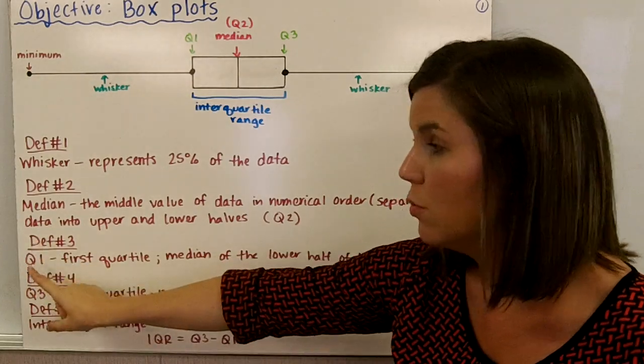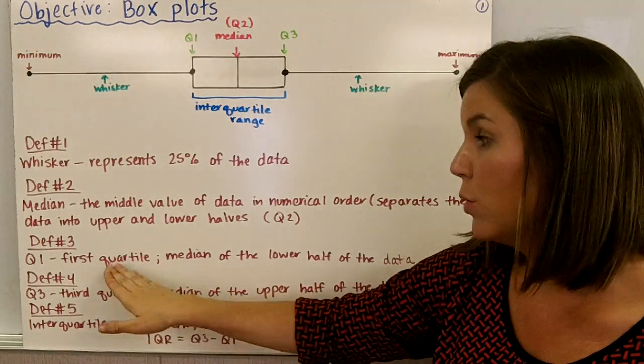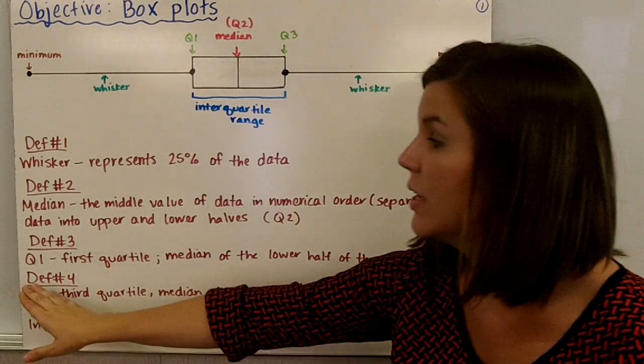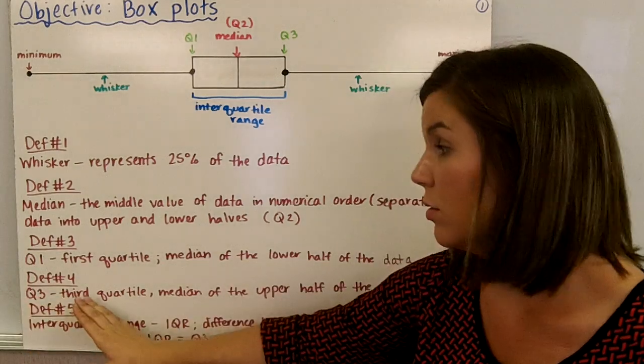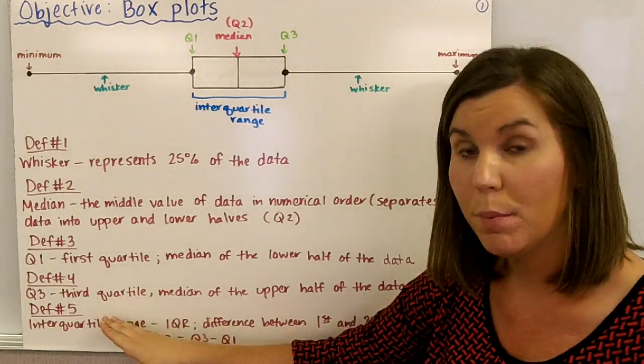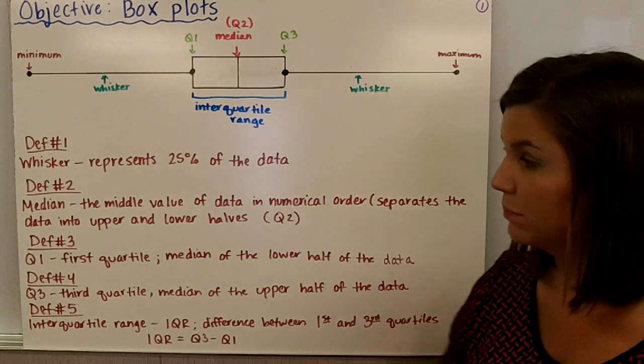Definition number 3, Q1, the first quartile, or the lower quartile, is the median of the lower half of the data. Definition number 4, Q3, the third quartile, or sometimes called the upper quartile, is the median of the upper half of the data.